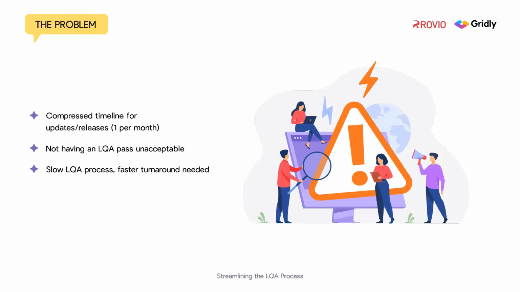Okay, so the problem was compressed timelines. For this particular title, Small Town Murders, the timeline for updates and releases is approximately 1 month. So, having that LQA pass was absolutely vital. It's unacceptable to not have one. But at present, the process was rather slow and a faster turnaround was needed for those 1 per month releases. So this is how it was approached.